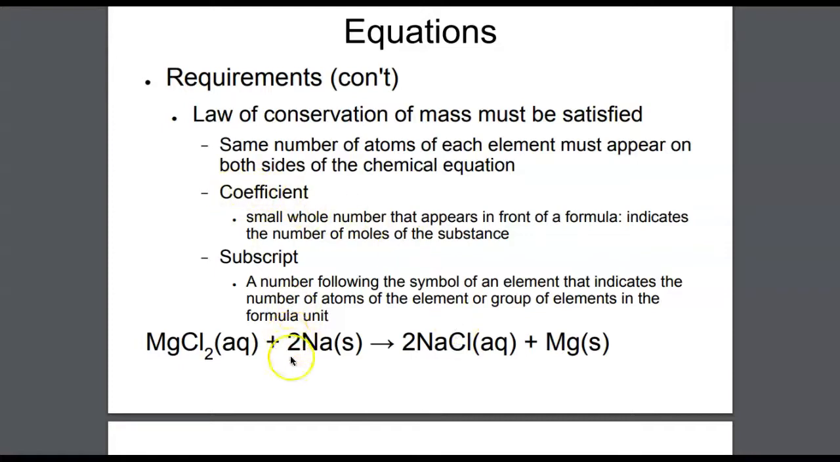Now a coefficient is the small whole number that appears in front of a formula here. In this case, sodium metal and sodium chloride in solution. And then the subscript, we're familiar with the subscript, indicates how many atoms of a particular element or polyatomic ion are present within the chemical formula. Now for balancing equations, we're going to find that we can change coefficients, but we cannot change subscripts. Do not change the subscript once you have the formula properly written.